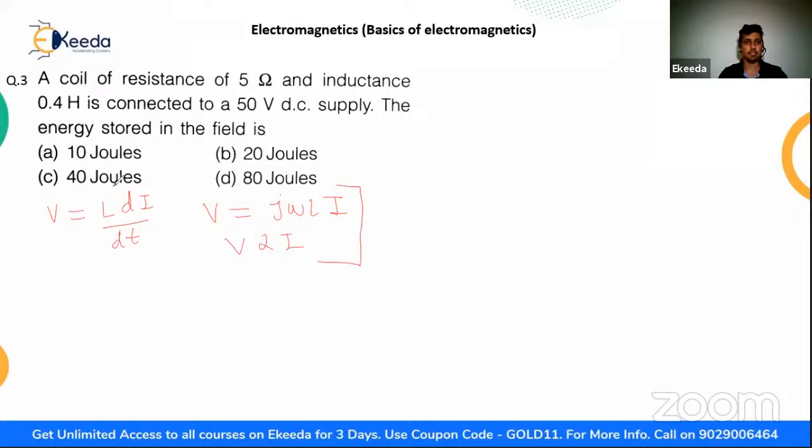Wherever there is a linear inductor, this equation is always useful, be it network analysis and synthesis, signals and systems, control systems, or whatever it be. So this question mentions there is a coil resistance of 5 ohm, and we have separately written the ideal inductor of 0.4 Henry. They are giving a DC supply of 50 volt.